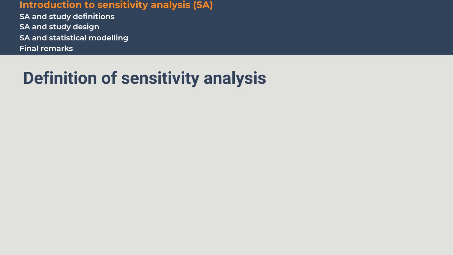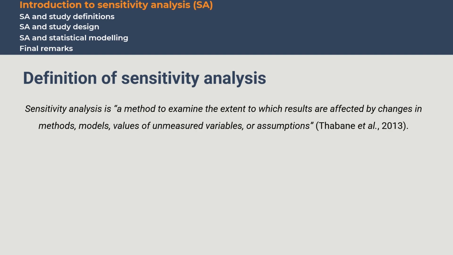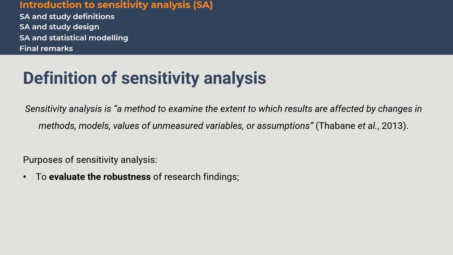First, let's define what sensitivity analysis is. In simple terms, it's a method to determine the robustness of a set of results. This is done by examining to what extent results are affected by changes in methods, values of measured and unmeasured variables, and/or assumptions. There are three main purposes of sensitivity analysis.